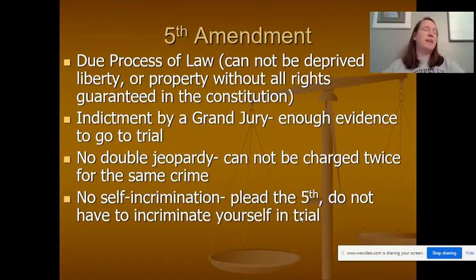You ask somebody a question, they say, I plead the fifth. They don't answer you, right? Because they don't have to. According to this, you don't have to answer someone. You can plead the fifth, which means invoke your Fifth Amendment right, which is not to incriminate yourself. If you incriminated yourself, you made yourself look bad, that type of thing. So you don't have to do that.